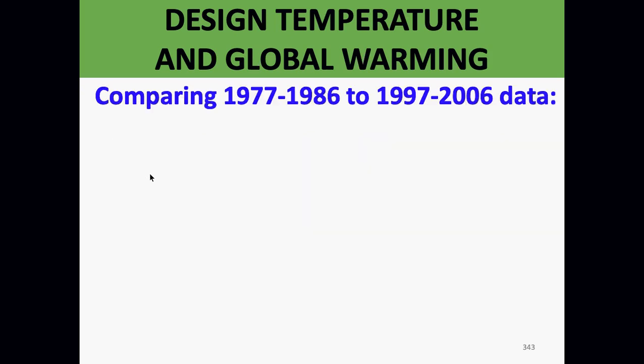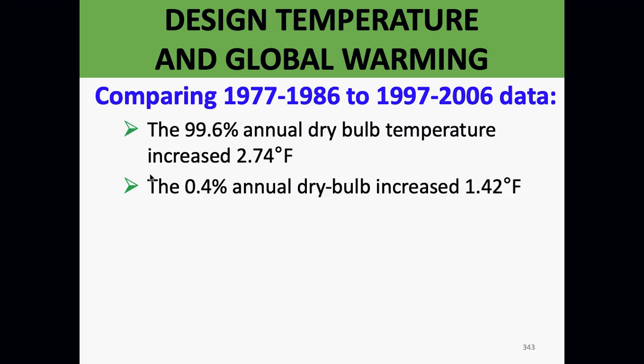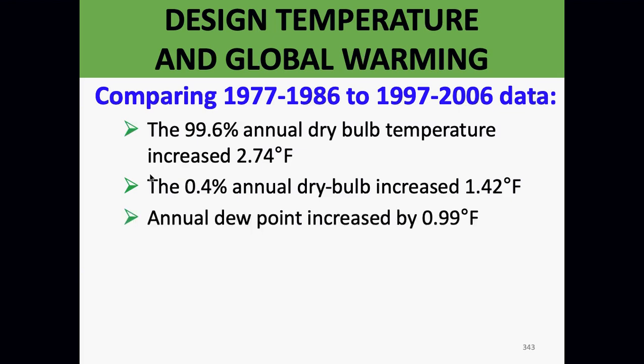When we compare 1977 to 1997 data, dry bulb temperature increased about 2.74 degrees. Not a lot in the grand scheme of things, but it could be a quarter of your outdoor to indoor design temperatures, which increases system size. A different version of dry bulb increased 1.42 degrees, so again, it depends on what you're looking at. Annual dew point temperature increased by 0.99 degrees. Not a big difference, but it's a difference when it comes to latent heat for cooling.